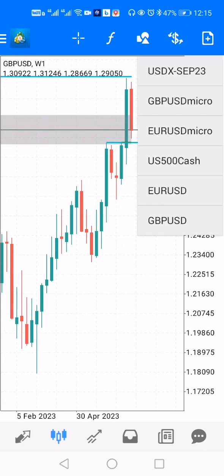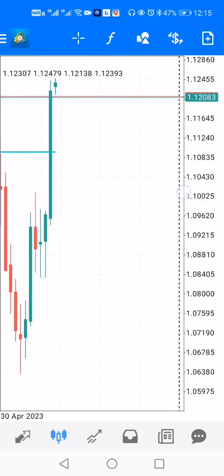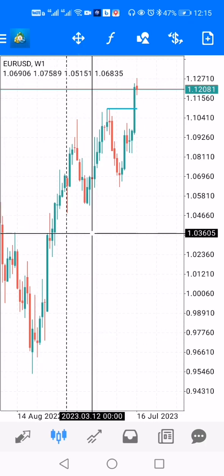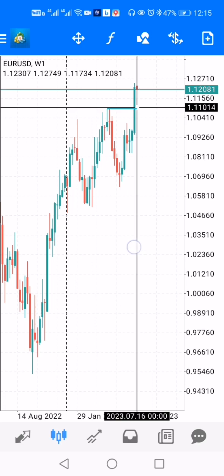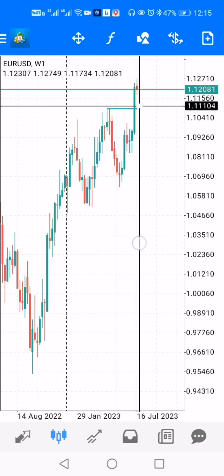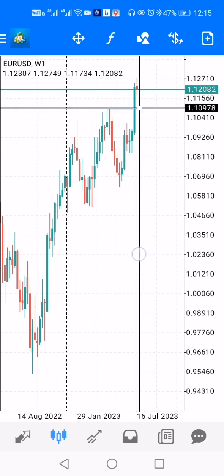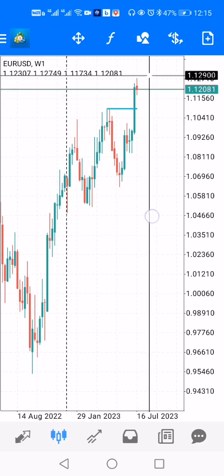Okay, without wasting time, I'm quickly going to go to the EURUSD. On the EURUSD chart, you can see how price is likely to trade all the way down here or dip into this maybe in the coming week or so, and then go higher.